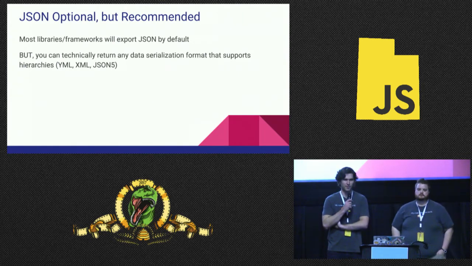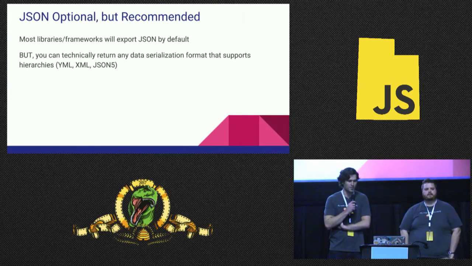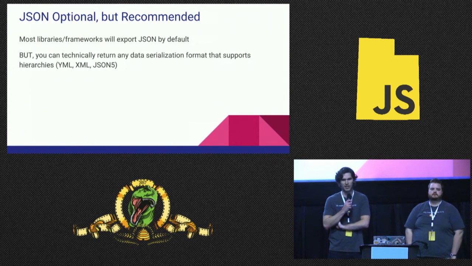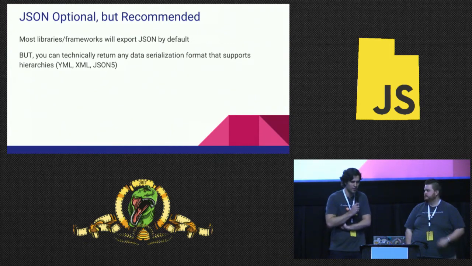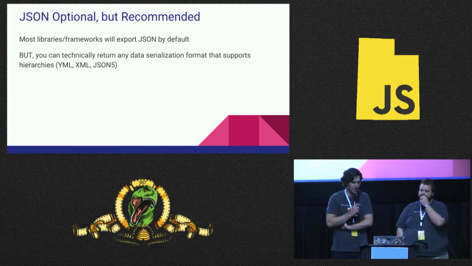This one's kind of a dumb slide for UtahJS, but JSON's optional. You can serialize your data any way you choose. Obviously, most libraries are written to handle JSON, but if you really wanted to, you could have GraphQL return YAML or something dumb. So.